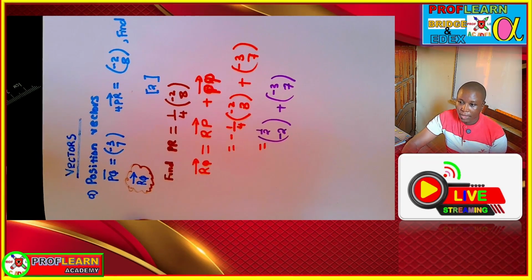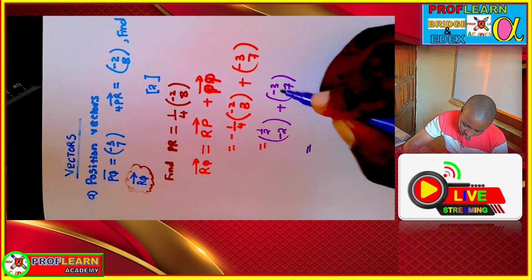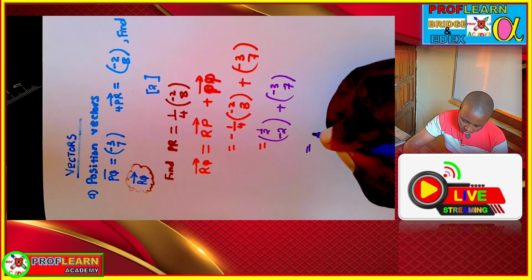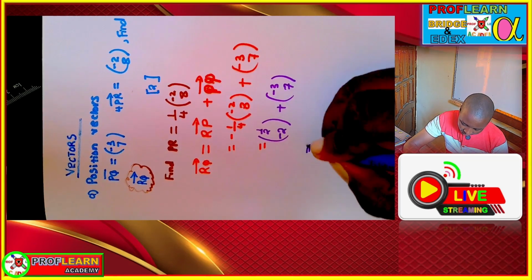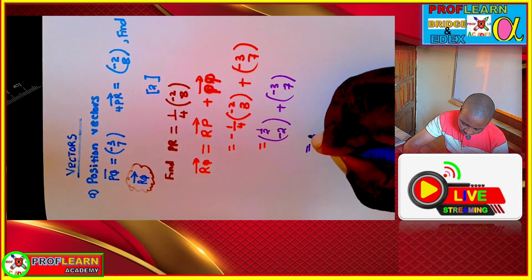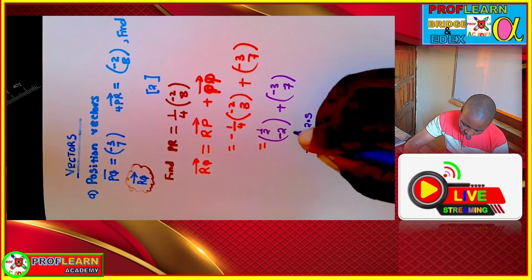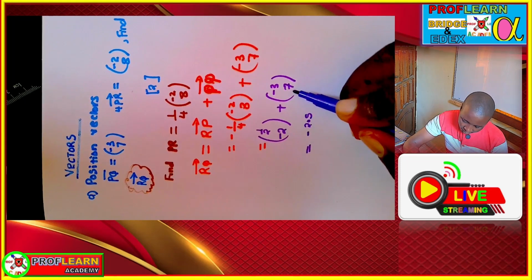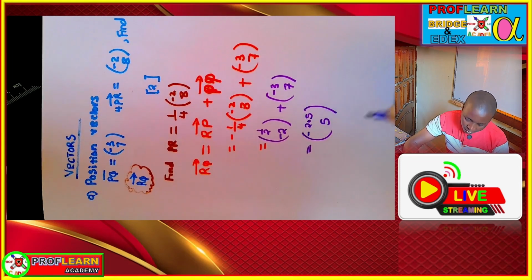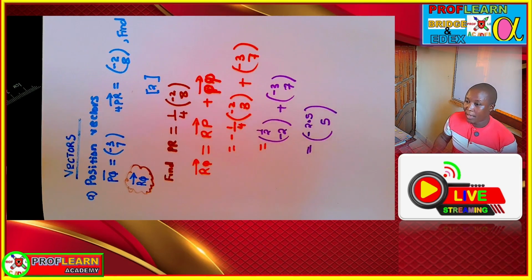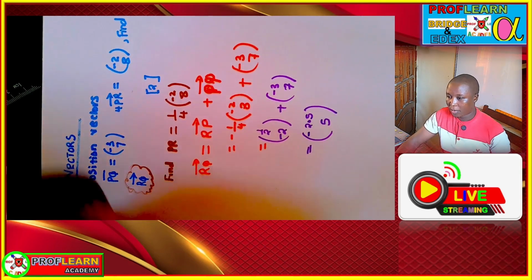So which means our position vector is going to reduce to what? If you add 1/2 times this, it is going to reduce to 1/2 plus this will be -2.5, and this negative plus 7 is going to translate to 5. So this becomes the position vector for this particular question.